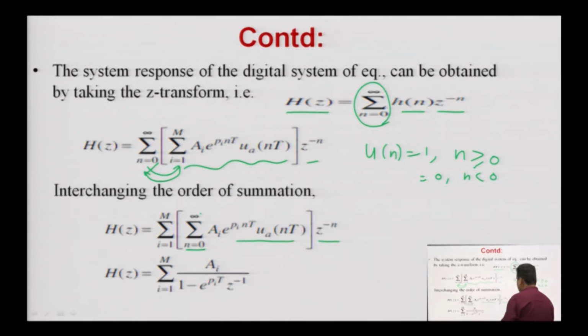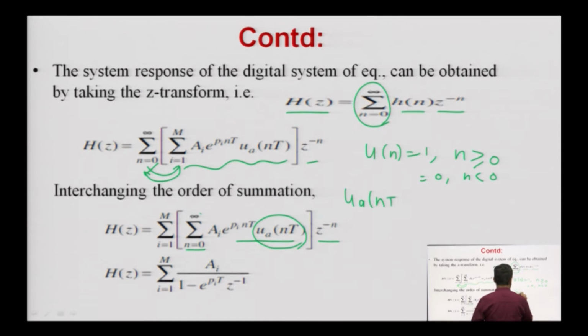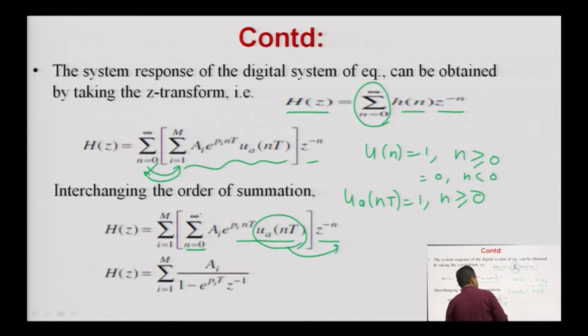So here if you put small n equal to 0, it will be a i e to the power 0, which is 1. So it will be only a i, plus e to the power p i t into u of n t, and u of n t is equal to 1 for n greater than or equal to 0. So it will be 1 for all values from 0 to infinity, and if you open this, you will find a GP.